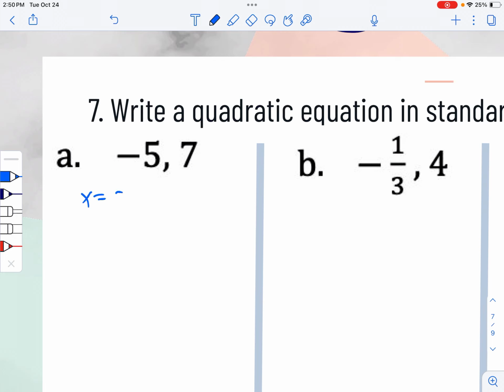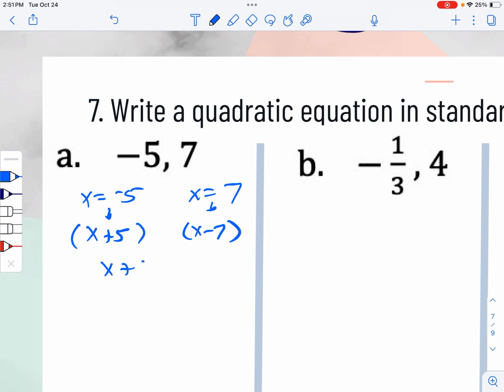I start off with this, x equals negative 5 and x equals 7. Those are my roots or my solutions. Well, what factors did they each come from? Here it would come from x plus 5. That's the opposite of negative 5. Real quick, if this was equal to 0, you'd subtract 5 from both sides. X equals negative 5. That's where it's coming from. So that's x plus 5. X equals 7 would come from x minus 7.